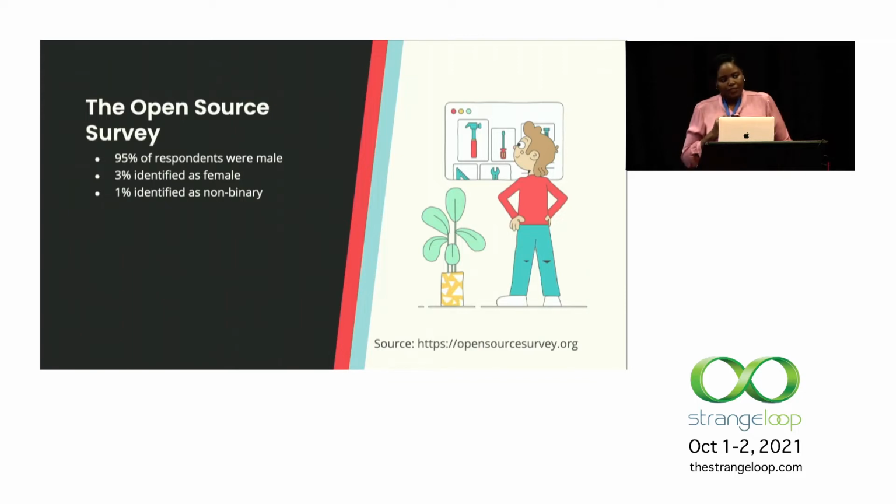So back in 2017, GitHub did a survey called the Open Source Survey, where they surveyed a total of 5,500 randomly selected people on some random questions, and they also included questions about demographic information. Out of all of the respondents, all 5,500, 95% identified as male. Only 3% identified as female, and 1% identified as non-binary.